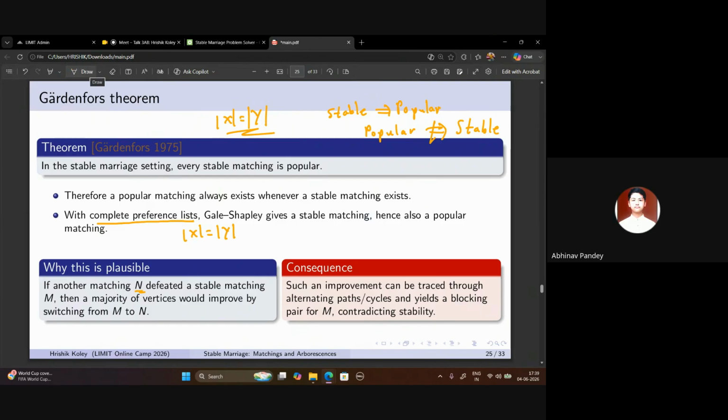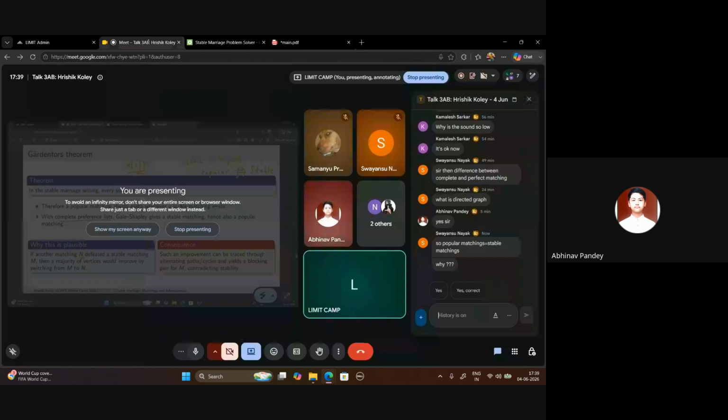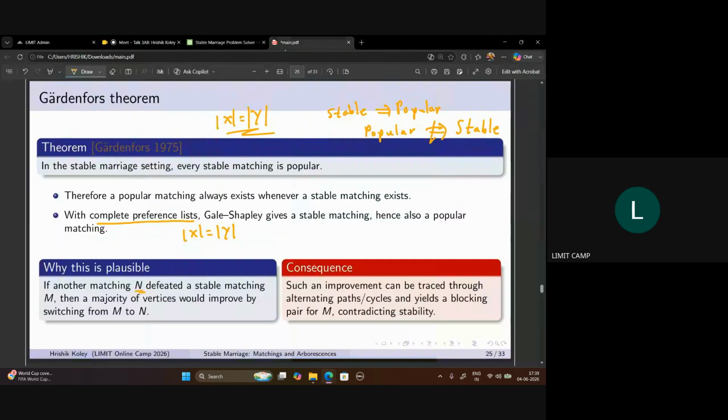Yes, so this is by definition. Sorry? So this can be inferred by definition, can't it? Yeah, because popularity is not dependent on this fact. So the fact that every stable matching will always be a popular matching is through definition. That's not what I'm trying to give you, I'm trying to give you an intuition of how it works.